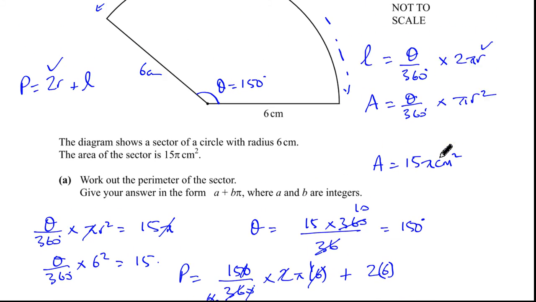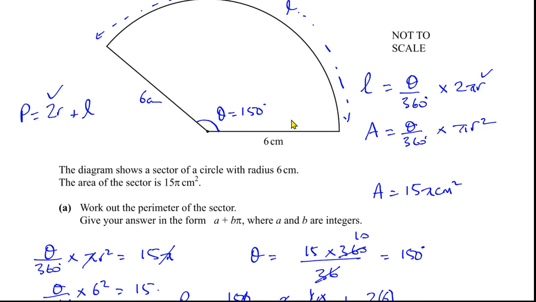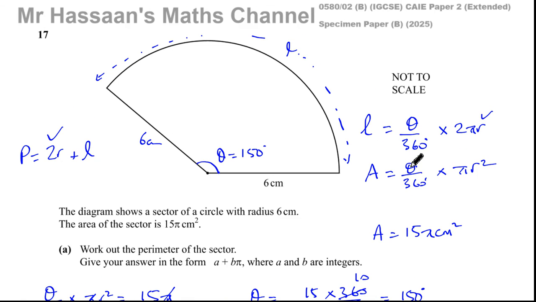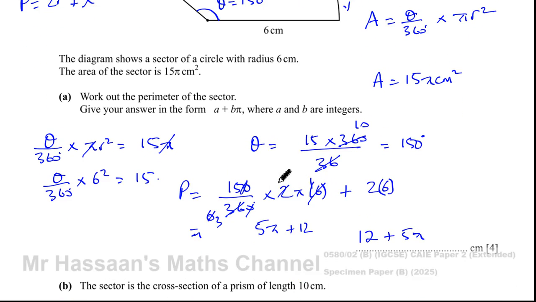So in this question, we wanted to find the perimeter. We had the radius. The only thing we didn't have was the angle, and that's what we need to find the length of the arc. So we used the fact that they gave us the area to find the angle, and then we used that angle in this formula and got our answer.